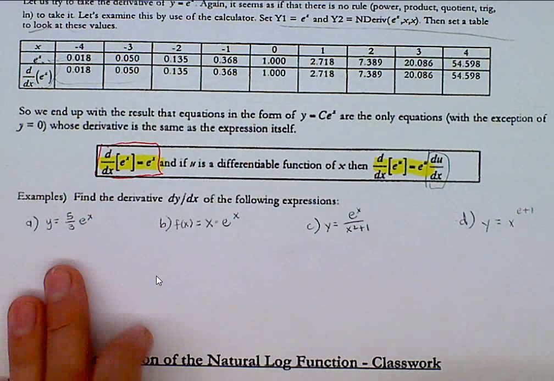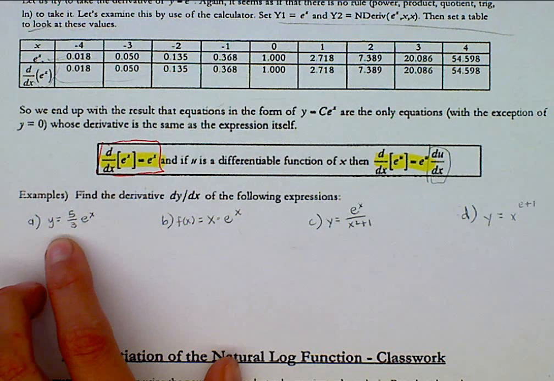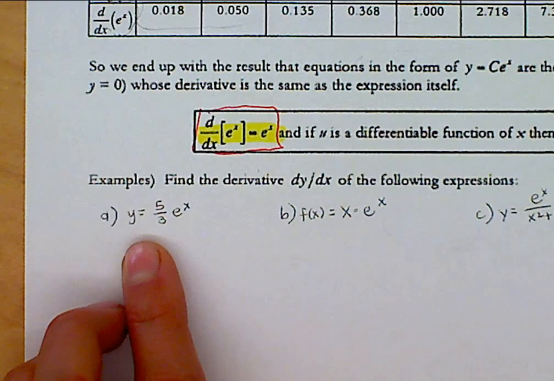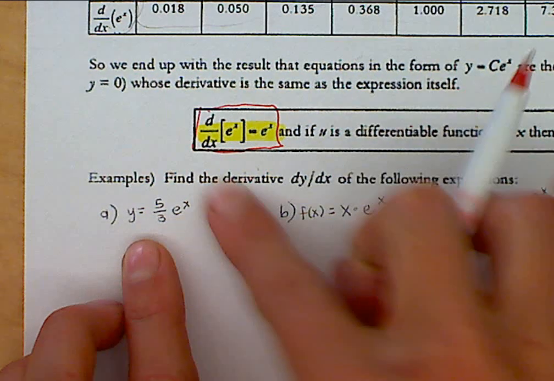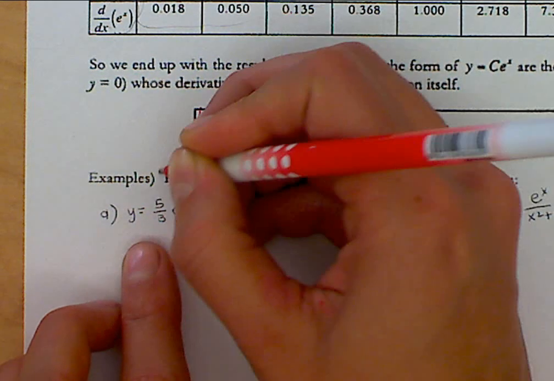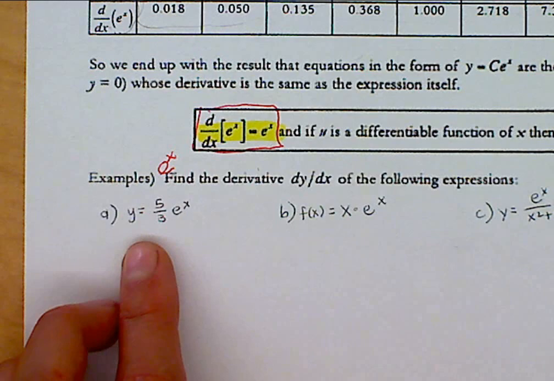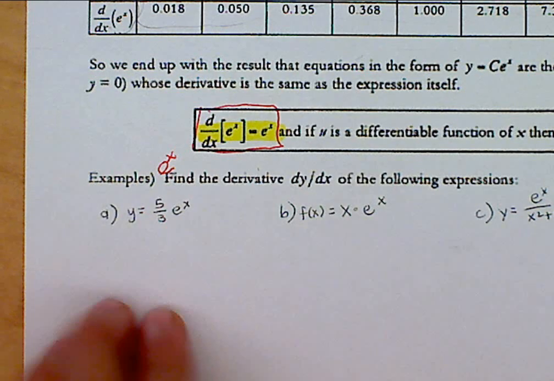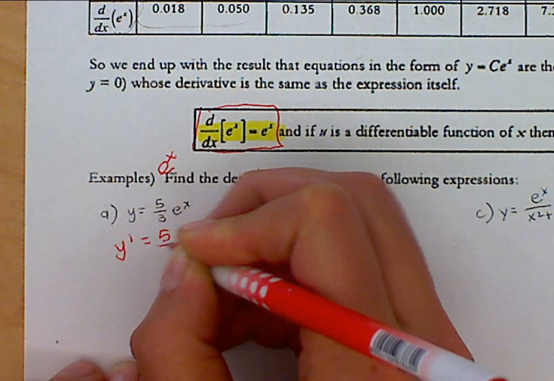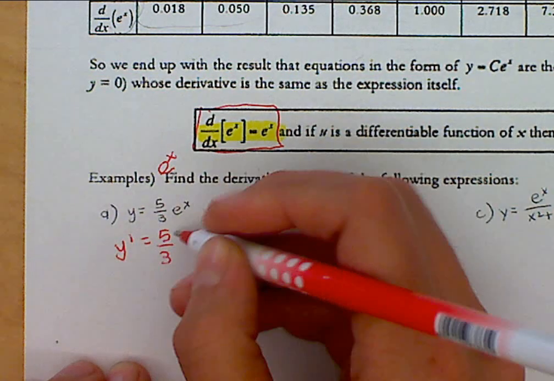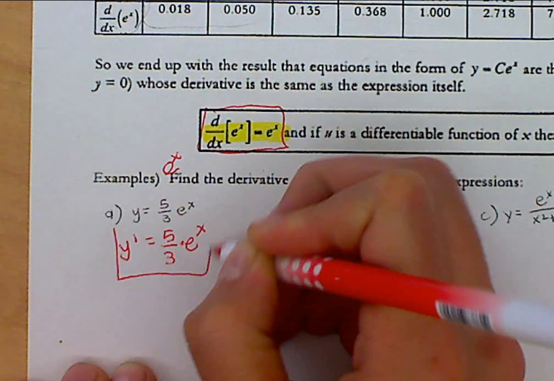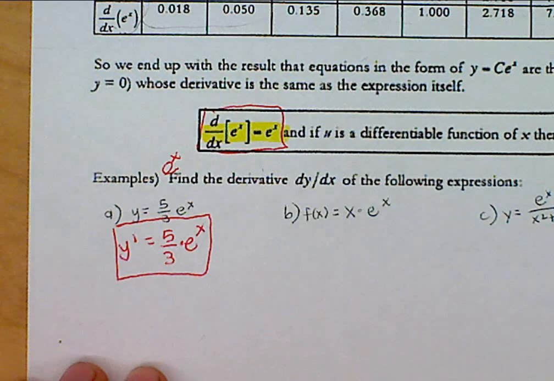Looking at A, I see that I'm not multiplying two functions. I just have this single function, e to the x. So this is just an e to the x problem. I'm just going to use my e to the x rule. So y prime, I'll keep my coefficient. The derivative of e to the x is just e to the x. Isn't that great? Yay.